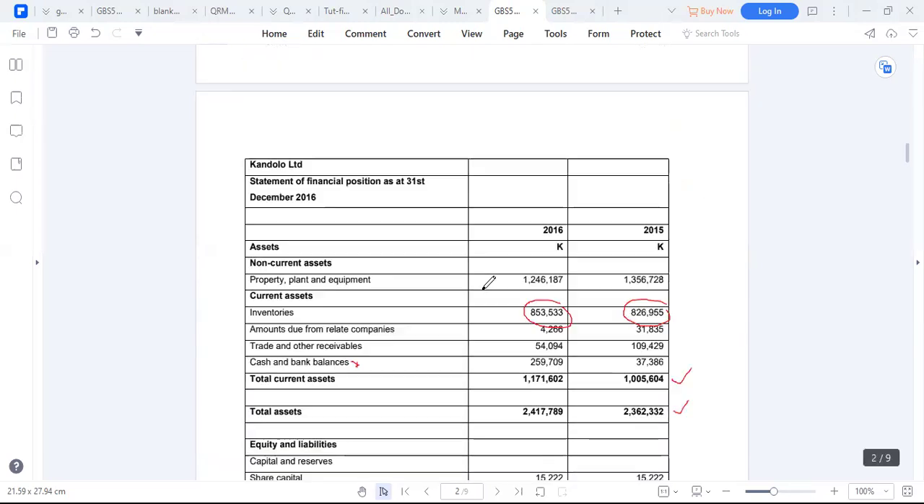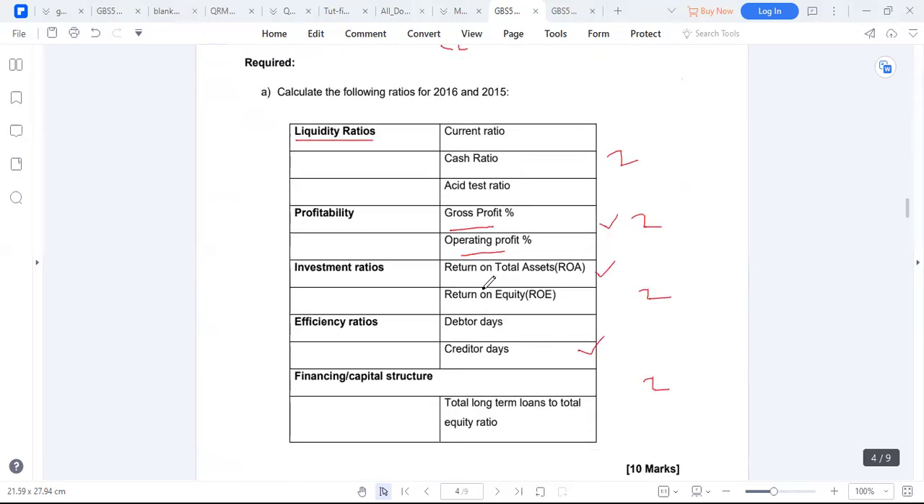Okay, so let's go to another ratio. So we are done with the profitability ratios. So we now go to investment ratios. What did we say were investment ratios? Investment ratios basically give us insight on how effectively the company is using its assets and equity to generate returns to shareholders.